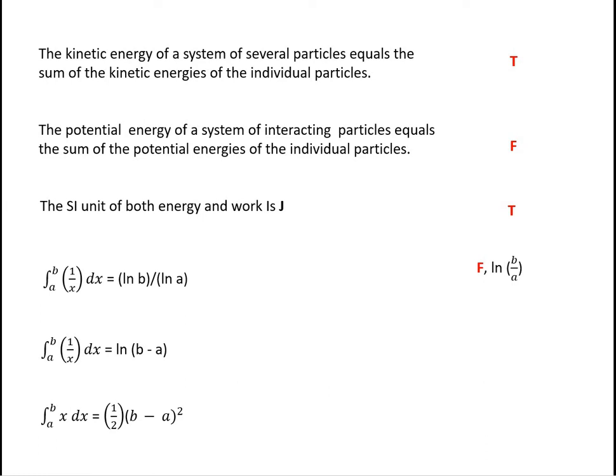Similarly, the next one, again dx by x, so it is log x. After putting the limit a to b, it should be ln b minus ln a, not ln b minus a. So the answer is again false, it is ln of b by a. And the last one, x dx, the answer is x square by 2, and after putting the limit, it should be half into b square minus a square, not b minus a whole square. So this is the right answer.